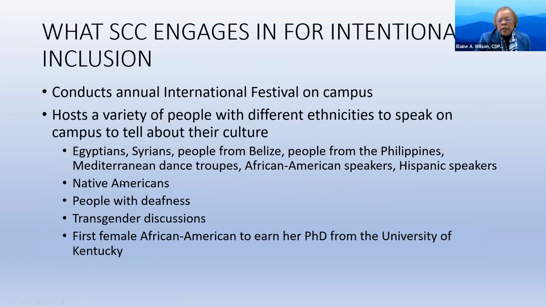Here we have, as Mary Taylor mentioned, an annual international festival where we bring the world to our campus and include as many different kinds of people and cultures as we can. We have many. We host people from Egypt, from Syria, from all different places in the world. We have people from Belize, Philippines, Mediterranean dance troops, African-American, Hispanic speakers, whatever you can think of. Native Americans, people with deafness, transgender discussions, as I've mentioned before.